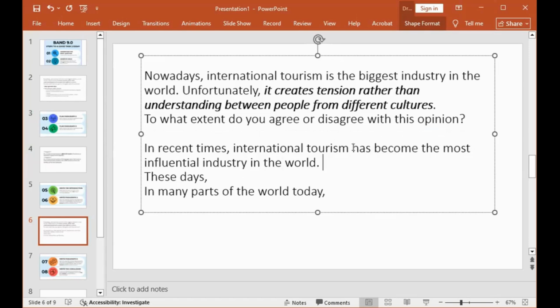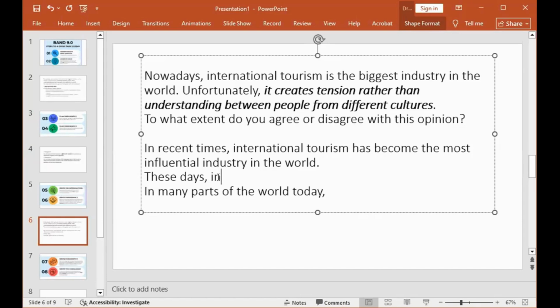This 'has' should show up anytime you use 'in recent times'. Those two always come together. You understand? Sometimes it's easy to bring them together, sometimes it's actually not easy. That's why I don't usually use 'in recent times'. But if I use 'these days', this is very straightforward.